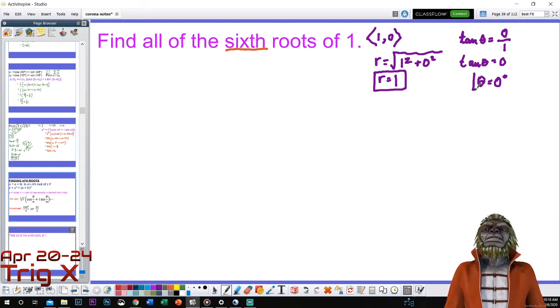Now I have theta. I have r. The last thing I need is n. And good news, n is always given to you. It's the number of roots. So n here is going to be 6 for 6th roots. And that's all we really need.